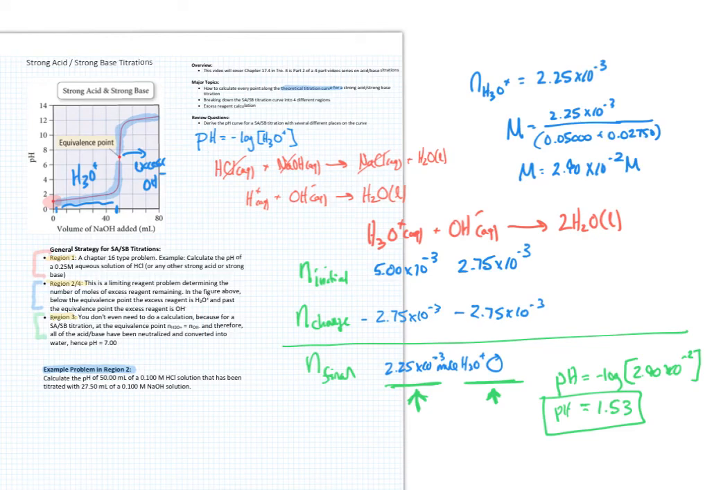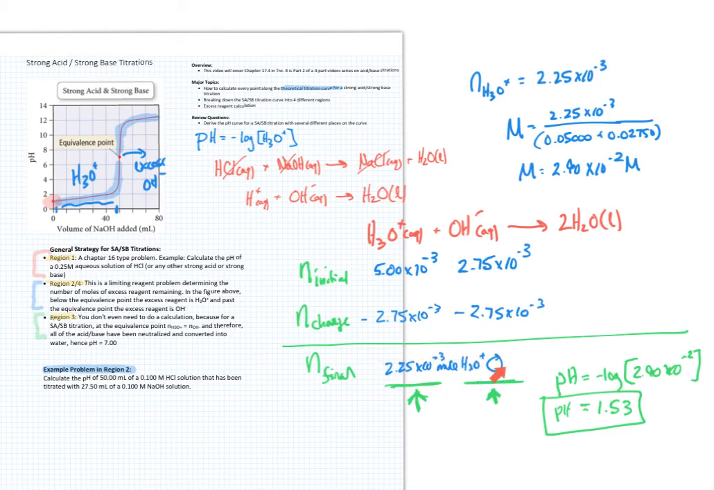Okay, so in summary, we have now found the pH at some particular point on here. If you recall, the last one was 0.6, so it's gone up a little bit. It's 1.53. It is a little bit higher than the pH was before, but not an awful lot higher. And using this strategy for regions 2 and 4, we can calculate any point along this curve as long as we know how many excess moles of either H3O plus or OH minus there are.